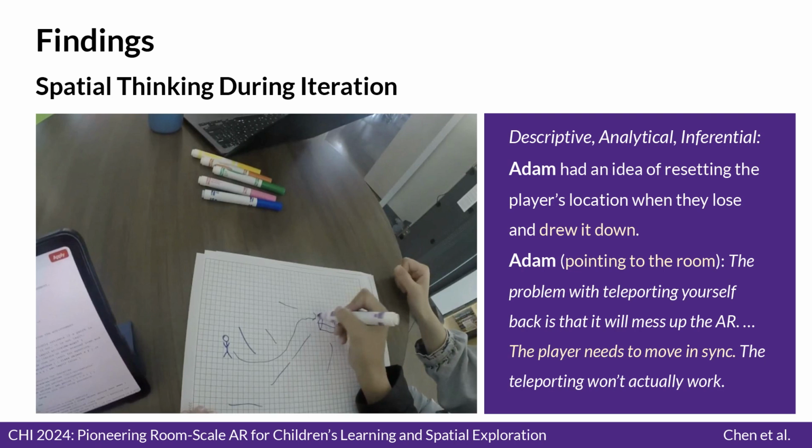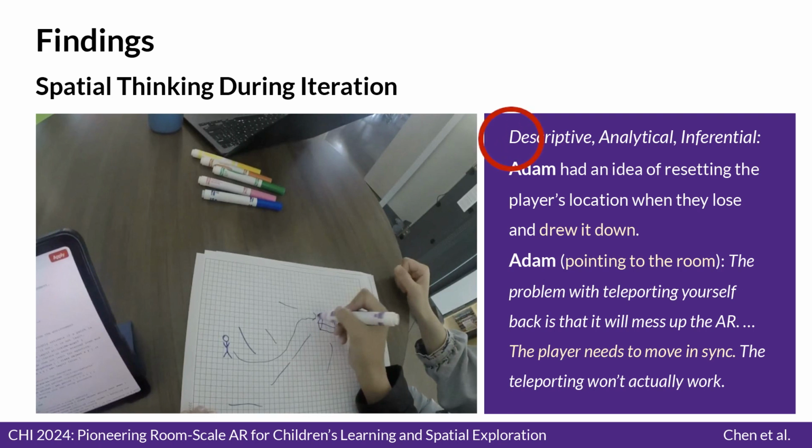In the final episode, Adam built on Sophia's prototype. Adam wanted a penalty if the player lost the game. He drew this figure and communicated it to a researcher. He wants to reset the player's location so they can start from the beginning. But there was a problem, Adam said, while pointing to the room. The problem with teleporting yourself back is that it will mess up the AR. The player needs to move in sync. The teleporting won't actually work.